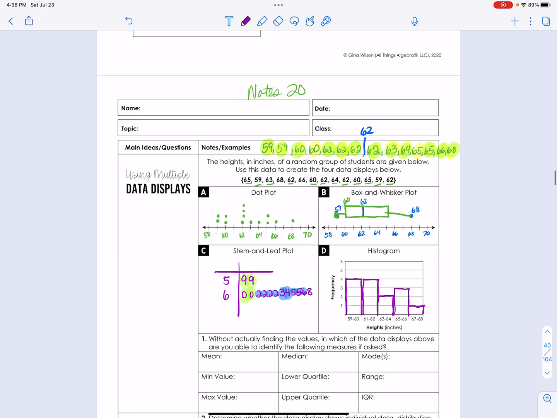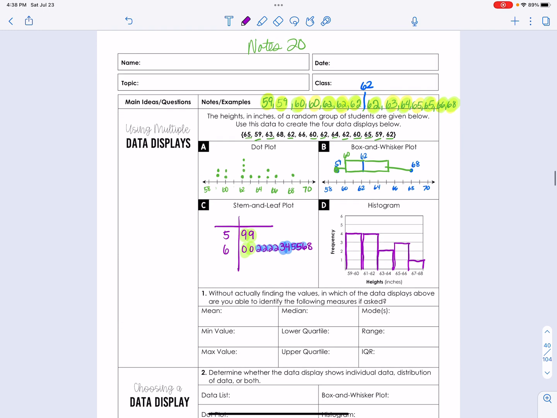So now you're going to use those to answer some questions. Without finding the values in which the data displays, are you able to identify the following if asked? So which ones can you identify the mean in if you're asked? I could identify the mean on A because I have those and I can add them up. I could not identify the mean on B. I can do the median, but not the mean. And I could also do it on C. But on D, I don't know the actual numbers. I just know like areas.